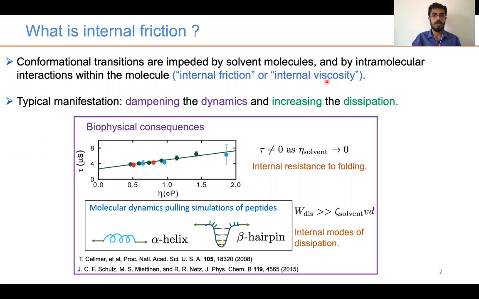This phenomenon has observable macroscopic consequences as evidenced by the two examples shown here. For example, the folding time of a protein molecule is plotted as a function of the solvent viscosity here. In the extrapolated limit of zero solvent viscosity, where one does not expect there to be any external resistance to folding, there is still a finite intercept which indicates the presence of internal resistance to folding. Similarly, in the forced unfolding of peptide molecules, it is observed that the work dissipated in the process is much greater than what could be explained due to the solvent friction alone, thereby hinting at the presence of internal modes of dissipation. Clearly, internal friction has a wide ranging impact and it is of fundamental importance to understand this better.